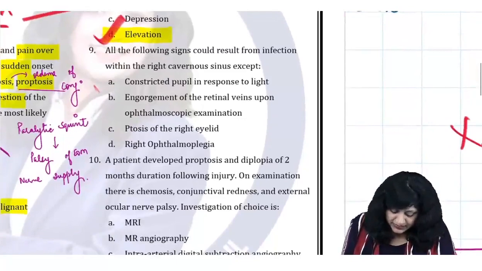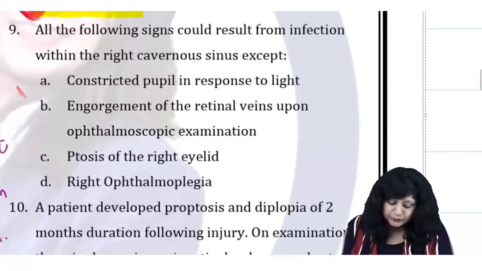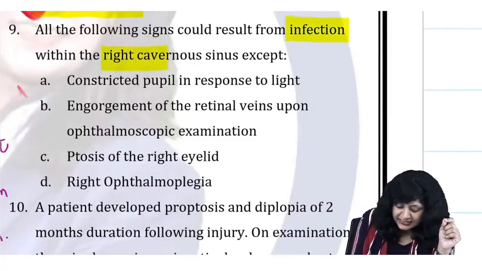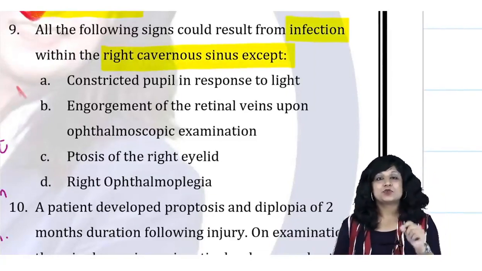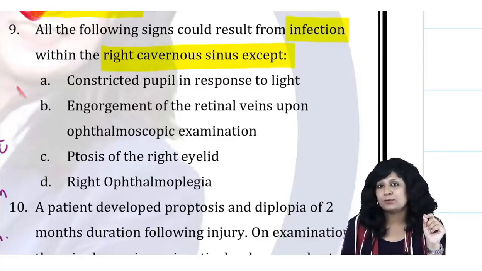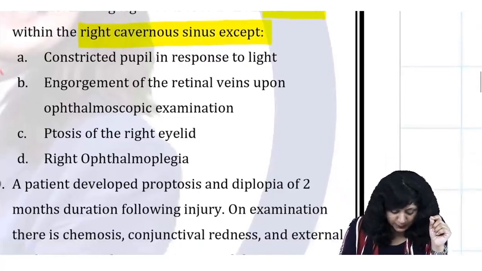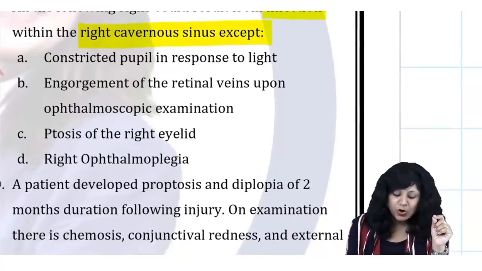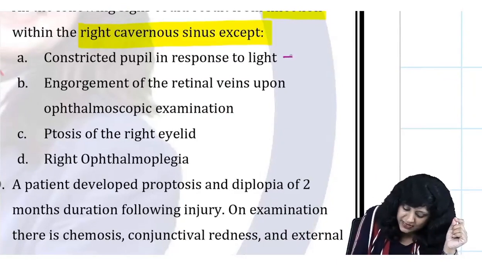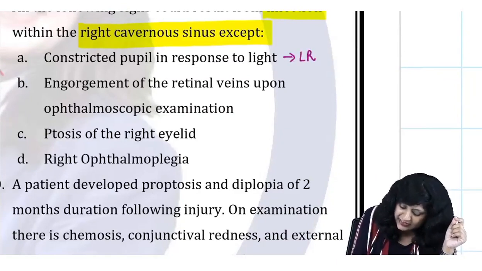Then coming to the next question, question number 9, all of the following signs could result from the infection of the right cavernous sinus except. So we are talking about the right cavernous thrombosis, right? So let us see the options one by one. The option number A, constricted pupil in response to light. So that means they are talking about the light reflex.